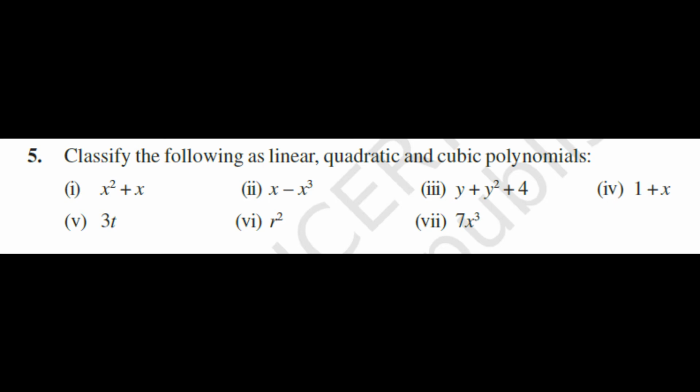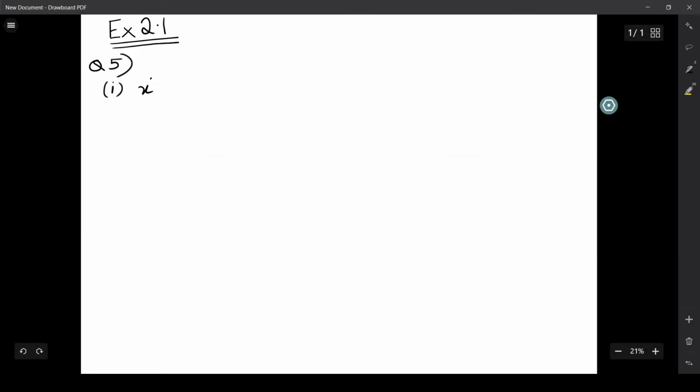The fifth question of this exercise is asking us to classify the following as linear, quadratic, and cubic polynomials. Now, just as a refresher, linear polynomials are those with degree 1, quadratic polynomials have degree 2, and cubic polynomials have degree 3. So we'll need to find the degree of the following polynomials and classify them as linear, quadratic, or cubic. The first part is x square plus x. Here the highest power is 2, which makes this a quadratic polynomial.